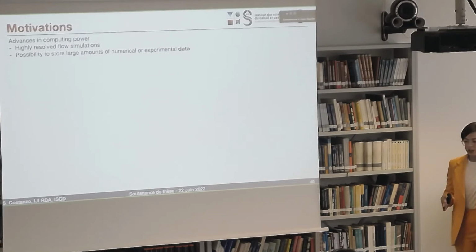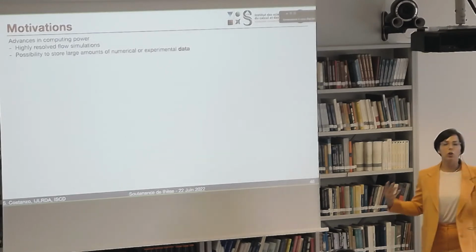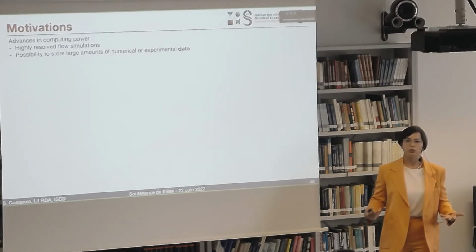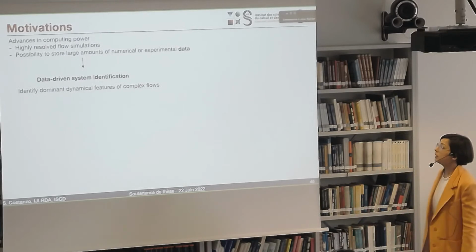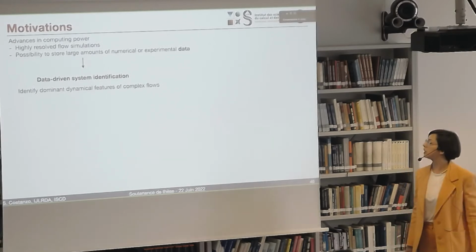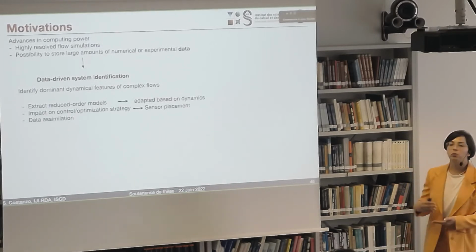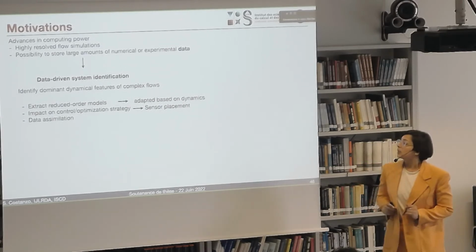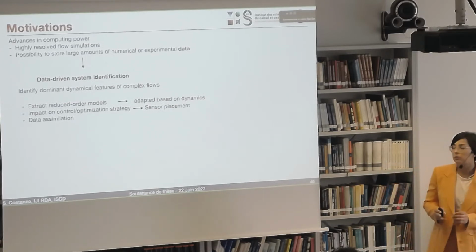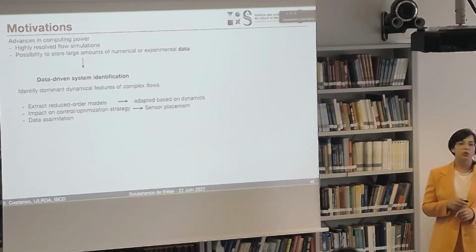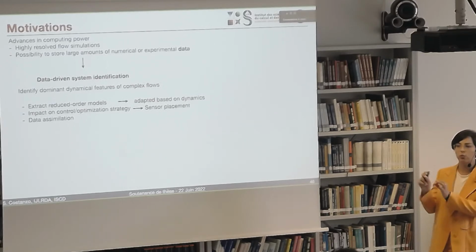So starting from this knowledge, nowadays we have a lot of computing power, and we can store a lot of data. So why don't we use this data to understand something more about our flows, okay? We want to use this data to identify the dominant dynamics present in the flows, governing the flows. This can help to build reduced order models that are adapted to the type of dynamics that we see. This can also help the control optimization strategy, because if I know how the dynamics behave, I can put my sensors where it's more convenient. Or for data assimilation, the same, we can focus on some region to get the data.